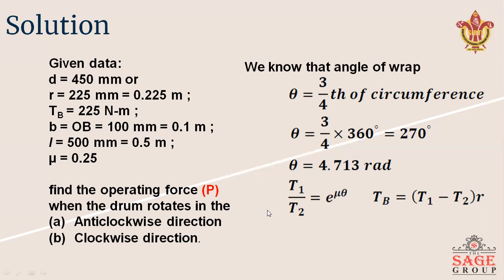So we will have equation 1 in terms of T1 and T2. And this is the second equation. We have the value of braking torque. Substitute this value from the given data, 225 Newton meter, and R is equal to 0.225 meter. So now we have T1 and T2 in both the equations. By solving these two equations, we will have the values of T1 and T2. So T1 is equal to this and T2 is equal to 444 Newton.